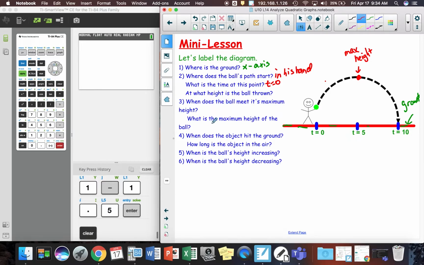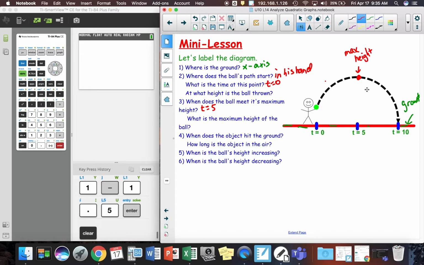So that's its maximum height, and it says, when does the ball meet its maximum height? When they're asking about when, they're talking about time. So for this one, t is equal to 5. After 5 seconds, the ball has reached its maximum height.